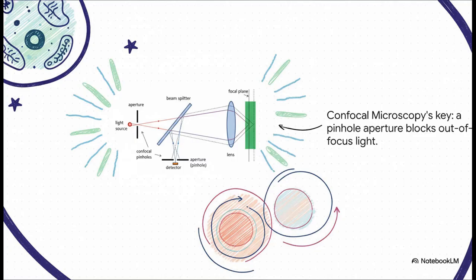The answer is the confocal microscope. And the key innovation here, thought up by Marvin Minsky way back in the 1950s, is a tiny little pinhole placed right in front of the camera. This pinhole acts like a bouncer at an exclusive club. It only lets the sharp, perfectly in-focus light through while physically blocking all that blurry, out-of-focus light from ever reaching the detector. It's just brilliant.